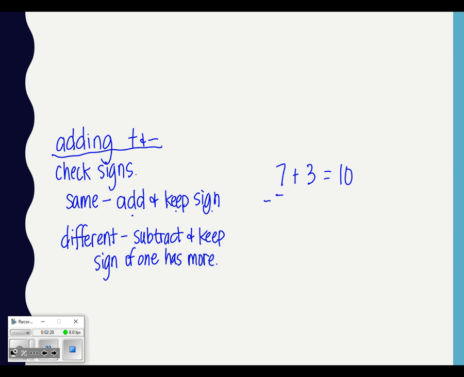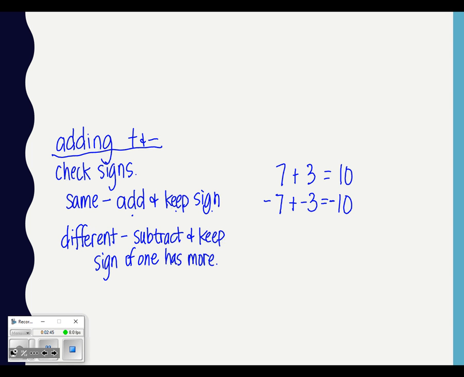But what if I'm adding 2 negatives like this? I got a negative 7 and a negative 3. The signs are the same. Again, I'm going to add the absolute values. 7 plus 3 is 10, and keep the sign that they already had. So negative 10. Okay, that's how to add if the signs are the same.